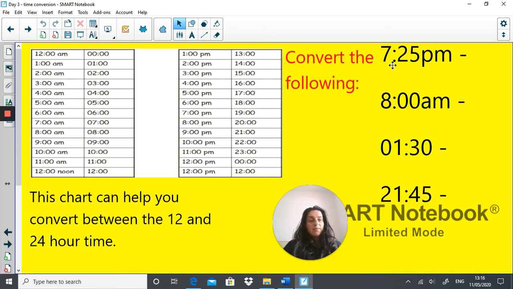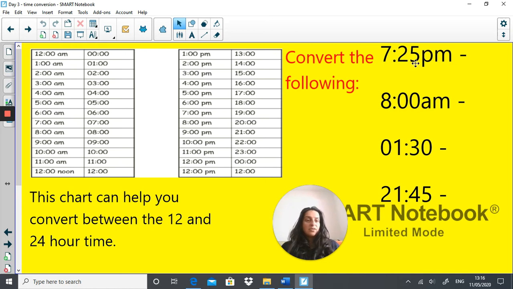So 7:25 p.m., convert that into the 24-hour clock. 8 a.m., convert it into 24-hour clock. 0130 into the 12-hour clock and 21:45 into the 12-hour clock. So pause the video and just complete those, and we'll go through them in a second.